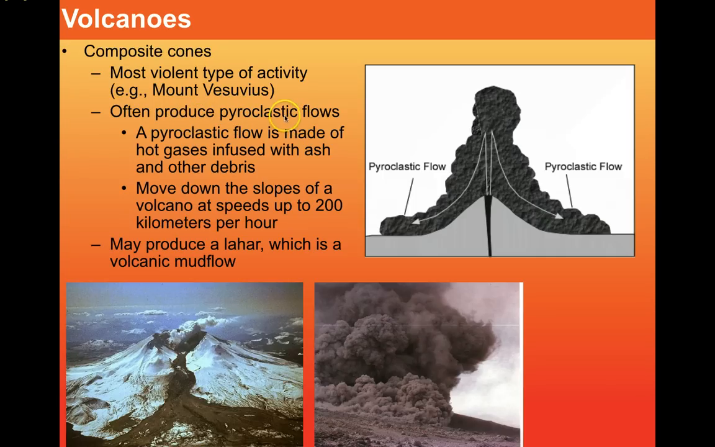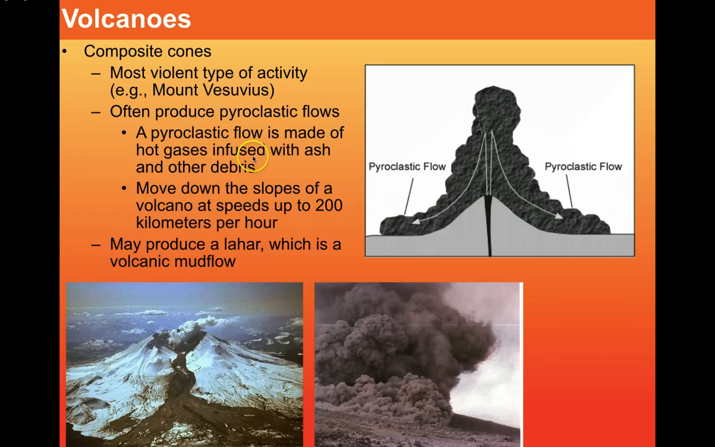Now, the pyroclastic flows aren't just these clouds that come out. This is a pyroclastic flow here. But there's something about these pyroclastic flows you need to know. It's not just a cloud of dust. Pyroclastic flow is made of hot gases infused with ash and other debris. Now, ash is actually little tiny particles of pointed glass that are made in the magma chamber while it's exploding.